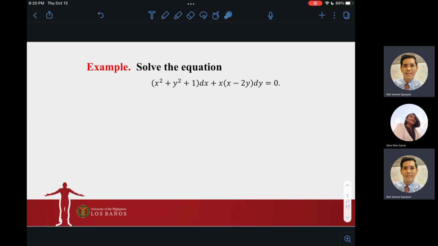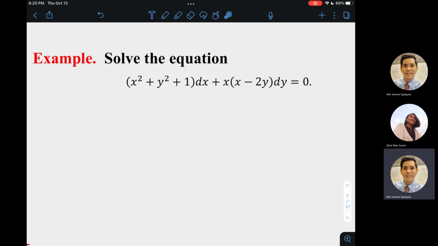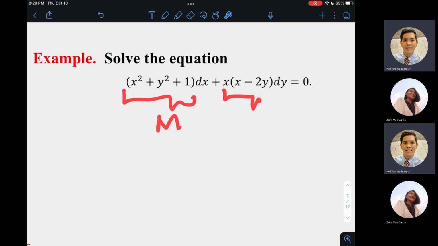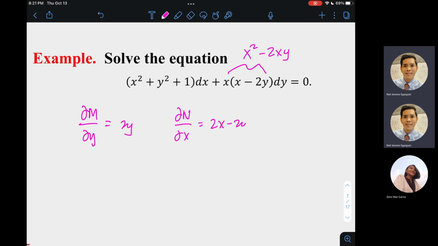Okay? So this example is (x squared plus y squared plus 1) dx plus x times (x minus 2y) dy. Alright? So kung ito yung tatawagin nating m, this is m, and then this is our n, you can check or verify that this is not an exact ODE. Kasi ang partial ni m with respect to y, alright? Ito ipa-partial ko with respect to y, we'll get 2y, while the partial of n with respect to x, but this guy is x squared minus 2xy, tama? So ang partial niya with respect to x ay equal kay 2x minus 2y.